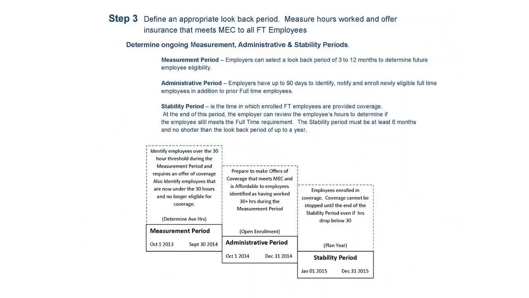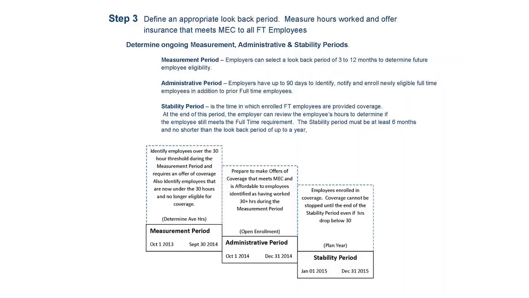And basically what that then means is to identify how you're going to keep track of all this information on an ongoing basis. The first thing you're going to need to do is determine these periods. There's a measurement period, administrative period, and a stability period. The way I like to think of it is, the first one, the measurement period, is basically determining on an ongoing basis every year which of your employees are now over the 30 hours and will require an offer of coverage, and also the employees that are now under the 30 hours, which you no longer have to offer them coverage. So that's the first one, which is the measurement period.